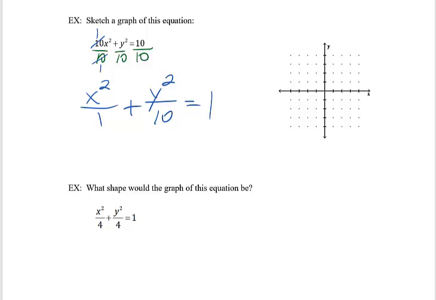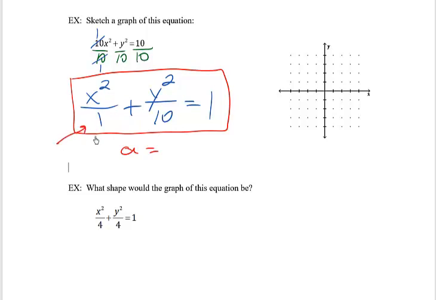This equation is now in that general ellipse format, which means I can very quickly identify the a and the b. A is the square root of the number sitting under the x. Well, the square root of 1 is 1. B is the square root of the number sitting under the y, which would be square root of 10. As long as you can identify the a and the b, you can make the graph very quickly. We know all these things are centered at 0, 0. We know the x-intercepts are at plus or minus a, so that would be plus or minus 1. We know the y-intercepts are at plus or minus b.